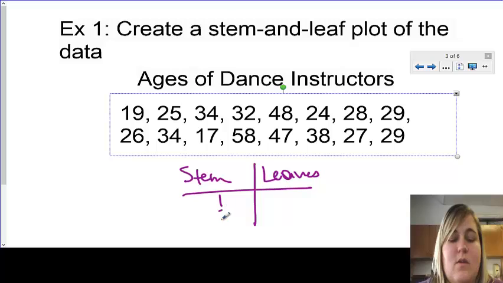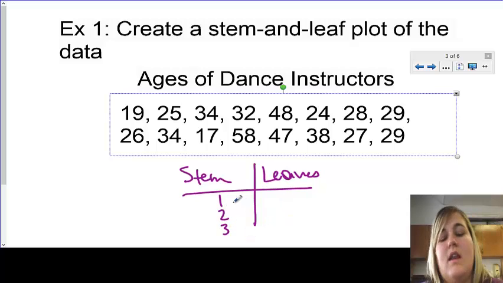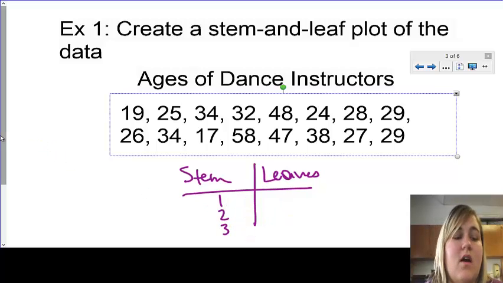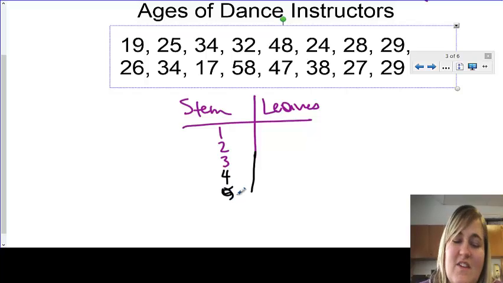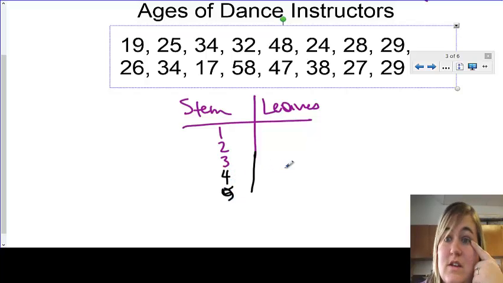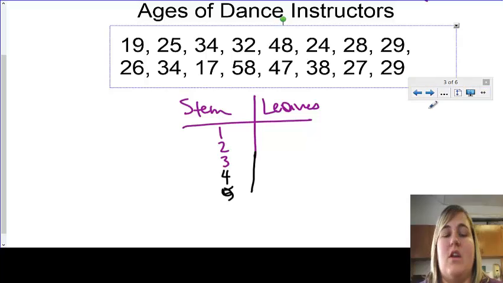Okay, and then list out whatever it is that you need. And if you skip, say you skip from 30 to 50, you still need to show your 4 and then your 5, and show that there's nothing there in that 40s range. So I want you to do that on your own paper. You should be rock stars at stem and leaf plots at this juncture in your life. So go ahead and do that on your own paper.